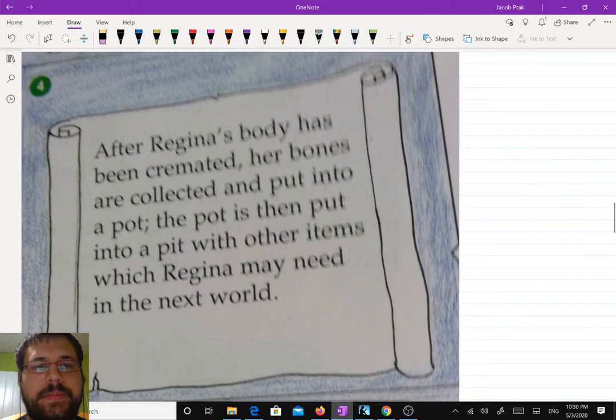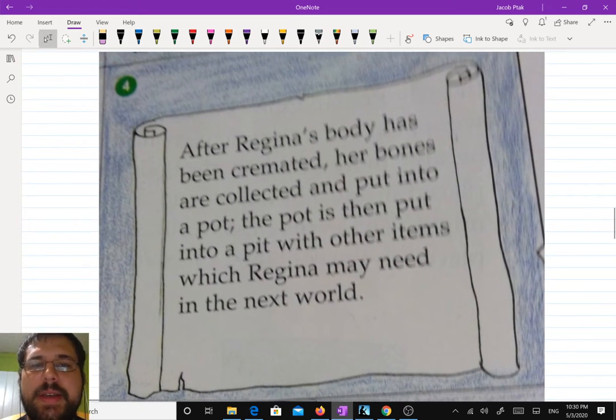Number 4. This is in English, so that's pretty easy. After Regina's body has been cremated, her bones are collected and put into a pot. The pot is then put into a pit with many other items which Regina may need in the next world. So they would bury you with certain stuff, with certain goods, like a lot of people in the ancient world did this.